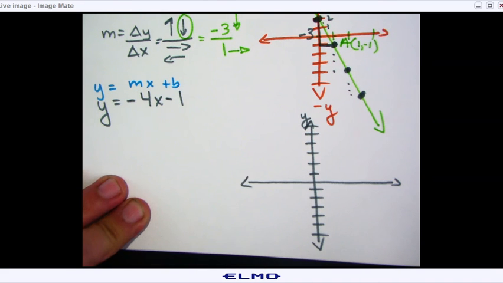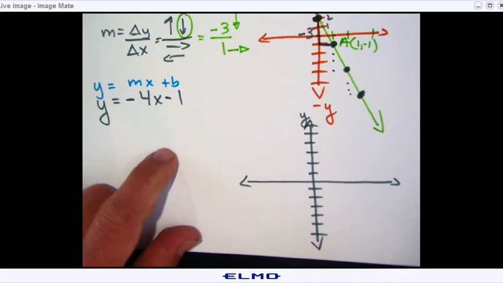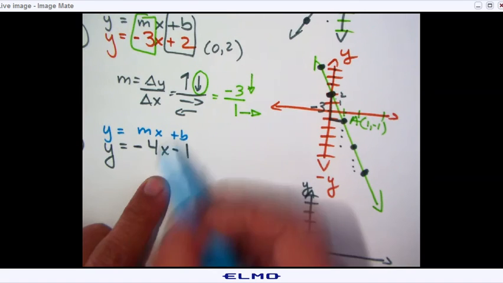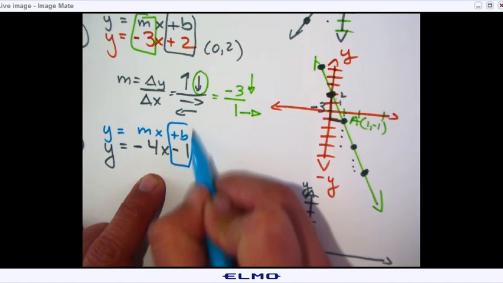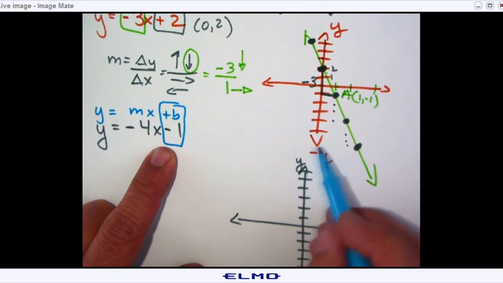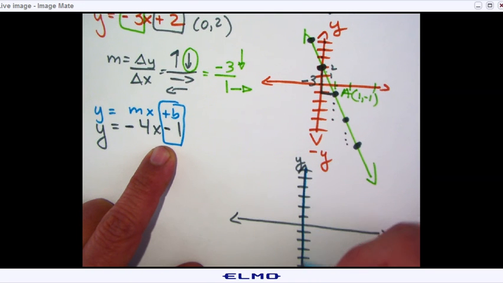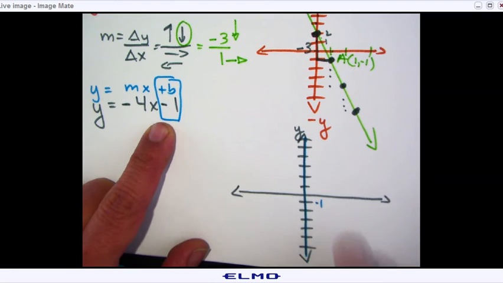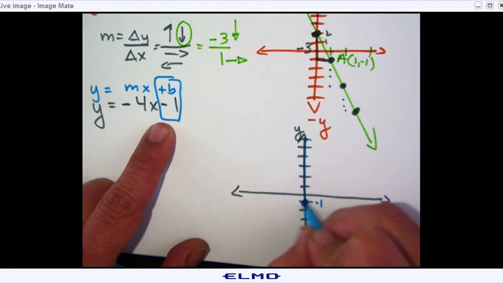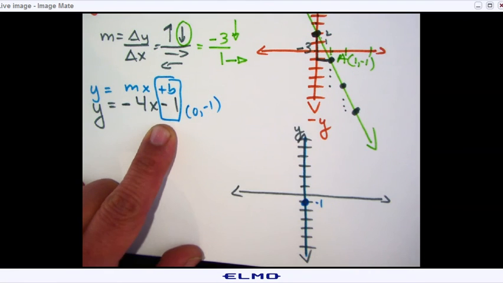Y equals mx plus b. All right, so now what's your starting point? Remember, that's always your b. So now it's -1. Where's -1 on the y? Right here, -1. See that? So right here, -1, which is 0, comma, -1.